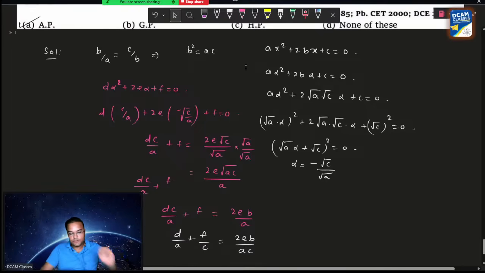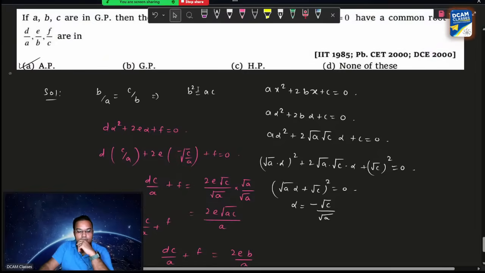It demanded the use of this B square is equal to AC multiple times. See, do you understand? Yes, sir.